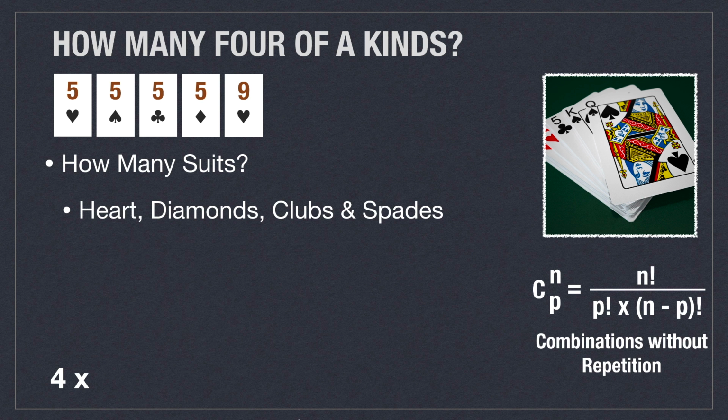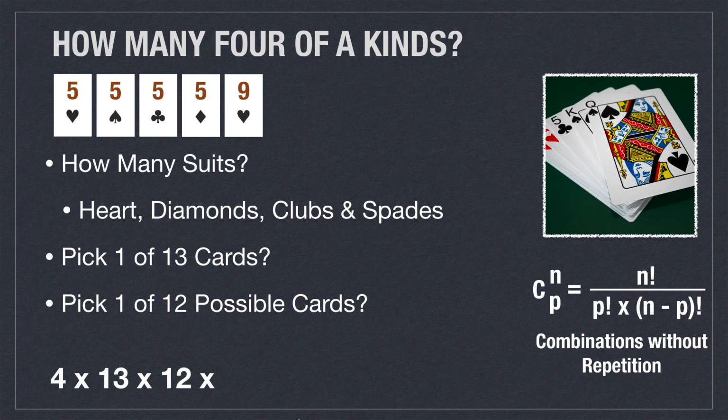In this example, what I want to do is calculate the number of possible hands that provide 4 of a kind. And we're going to start off with the total number of suits, being 4. Then what we're going to do is pick the number we want 4 of a kind of from a total of 13 possible cards, ace the whole way up through king. That's 13 cards. And of course, there are 13 cards for each suit.